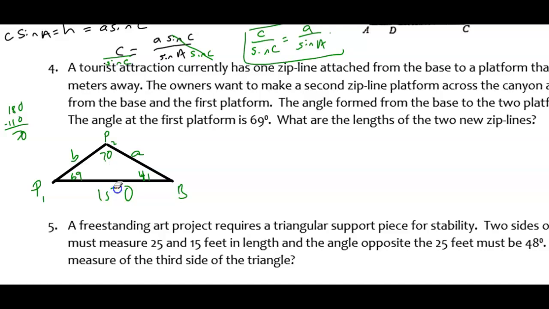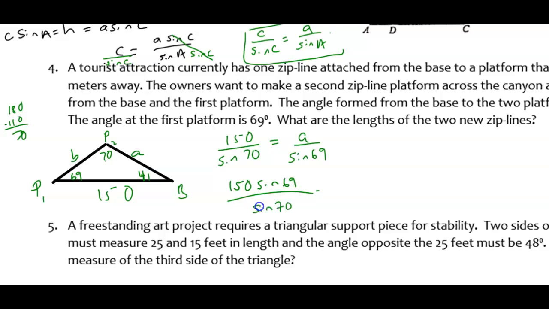So now I have a complete ratio right here. All right, I can use law of sines. I have 150 over sine of 70 equals, and I'll find this side first, A over sine of 69. We're going to isolate A. So 150 sine of 69 divided by sine of 70 will give me A. All right, and when I punch that into my calculator, I get A is 149 meters. So this is 149 meters.